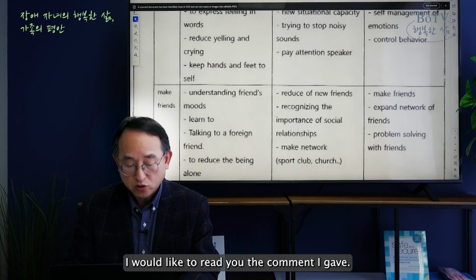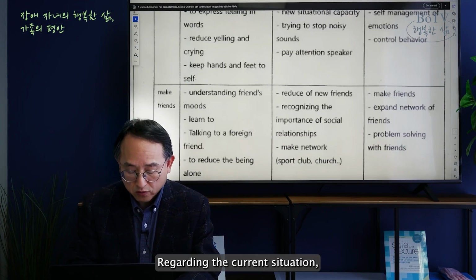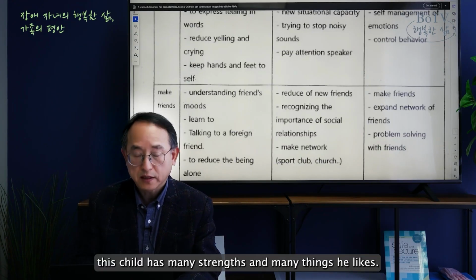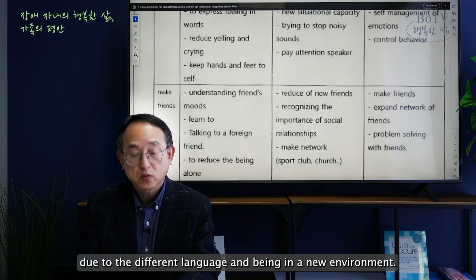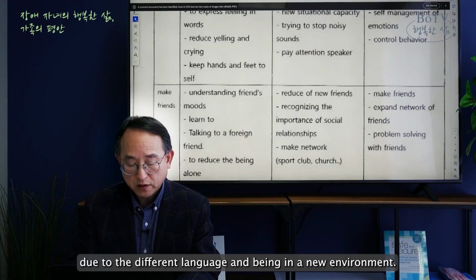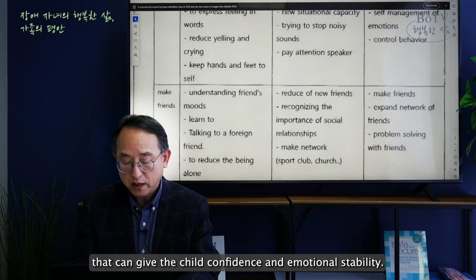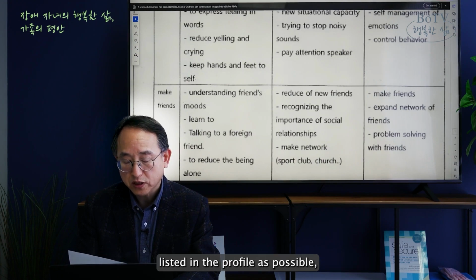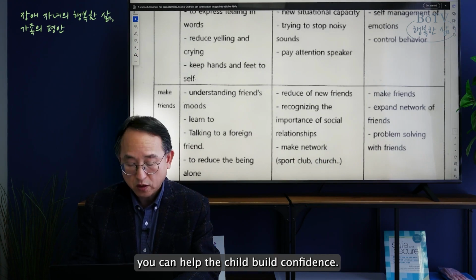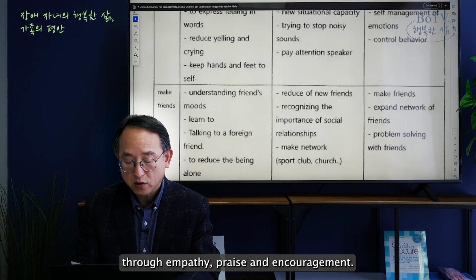I would like to read you the comment I gave. Regarding the current situation, this child has many strengths and many things they like. However, there are difficulties due to the different language and being in a new environment. It would be best to make plans in a direction that can give the child confidence and emotional stability. By engaging in as many of the strengths and interests listed in the profile as possible, you can help the child build confidence. Encourage confidence and emotional stability through empathy, praise, and encouragement.